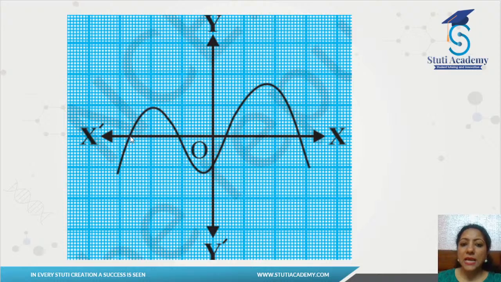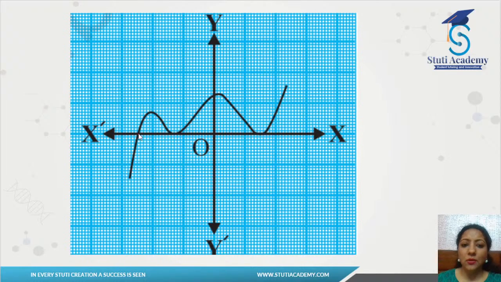This graph is cutting the x-axis at 1, 2, 3, 4, at 4 points, so it has 4 zeros. Now the last one, we have 1, 2, 3. This graph is cutting the x-axis at 3 points, so it has 3 zeros.